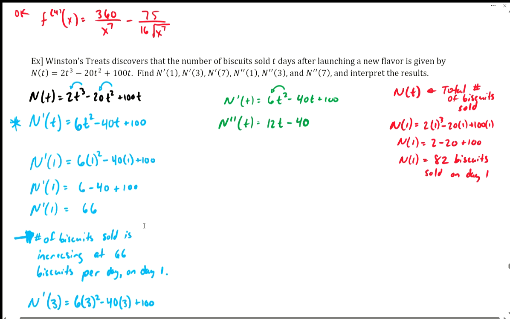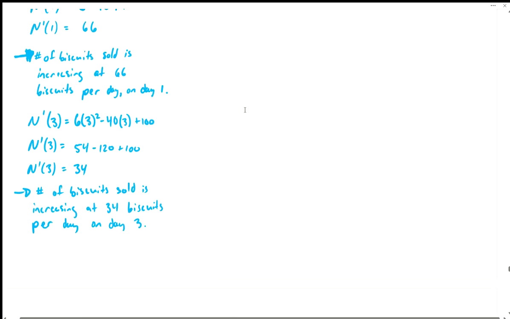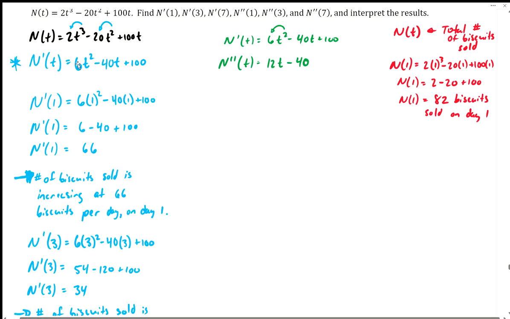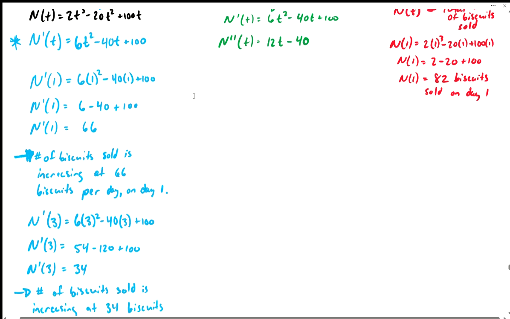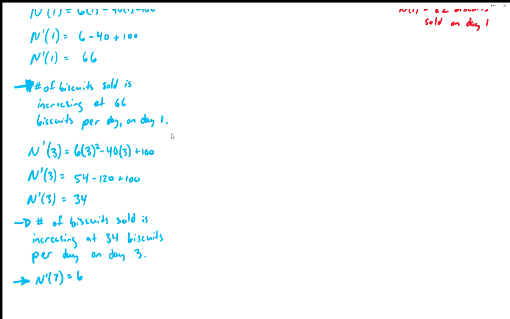All right, then let's get the n prime of 7 down here. Oh, low on room, but we can squeeze it in. So n prime of 7, still using our starred formula back at the top there. So 6 times 7 squared minus 40 times 7 plus 100.